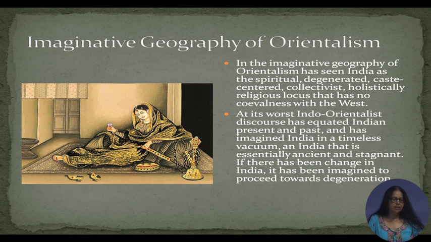At its worst, Indo-Orientalist discourse has equated the Indian present and past and has imagined India as a timeless vacuum, because India is not supposed to have any history, and is essentially ancient and stagnant. So, as I said, Orientalism picks up a particular past and shows it as the real past of a particular society. So, the real India is believed to be essentially ancient and stagnant, and if there has been any change in India, it has been imagined to proceed towards degeneration, particularly with the Mughal rule.